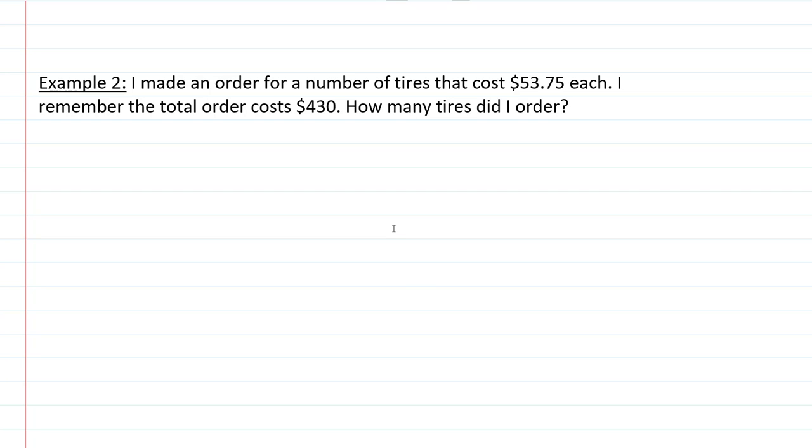So let's write this out. 53.75 times the number of tires I ordered, we'll call that x, equals 430. We want to find the number of tires we ordered. So let's divide both sides by 53.75.